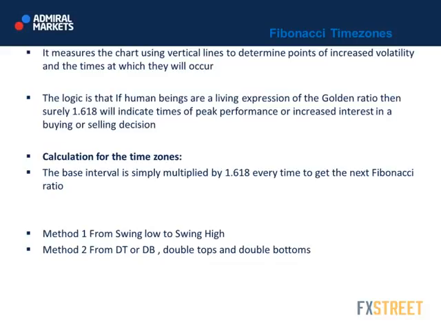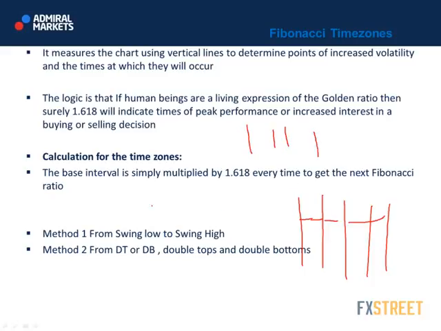So what does that mean? It means that we need to understand the calculation. Those time zones are drawn like this on your chart. And the base interval is simply multiplied by 61.8 every time to get the next Fibonacci ratio. So this level with this, this with this, this with this. And basically you will get lines like this on your charts.